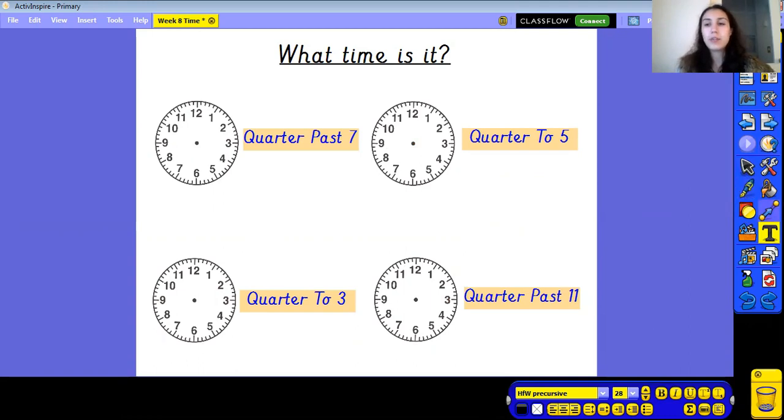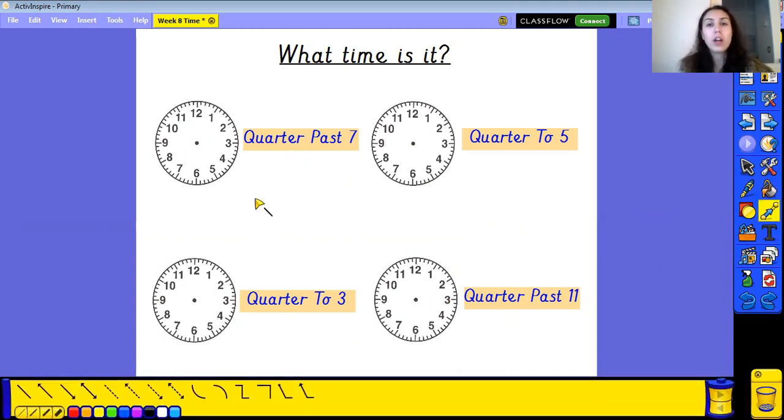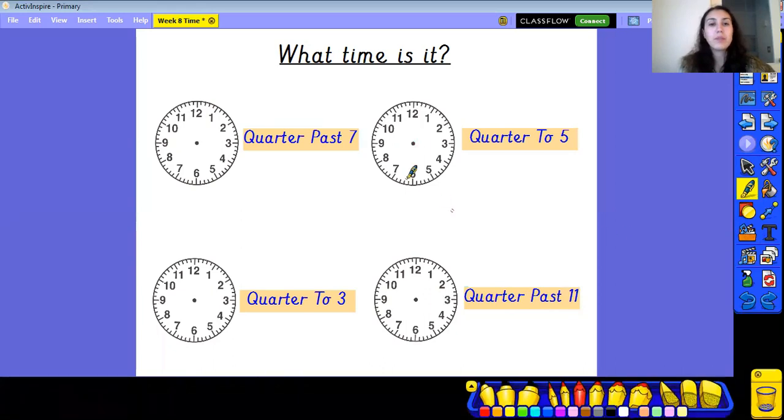Okay, this time it's a little bit different. We've got some times written next to the clock, but we have to draw the hands on the clock to show these times. So quarter past 7. So remember, all of these say quarter past or quarter to. And just think, when we split our clock into quarters, we go down, splitting it in half, and then we're splitting it in half again. We're going over the 3 and the 9. So that's where our minute hands are going to be for the quarter past or the quarter to.